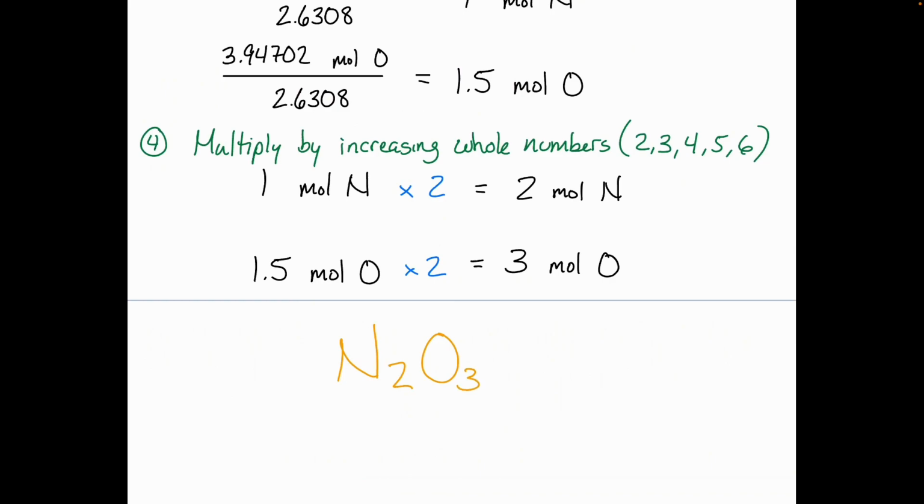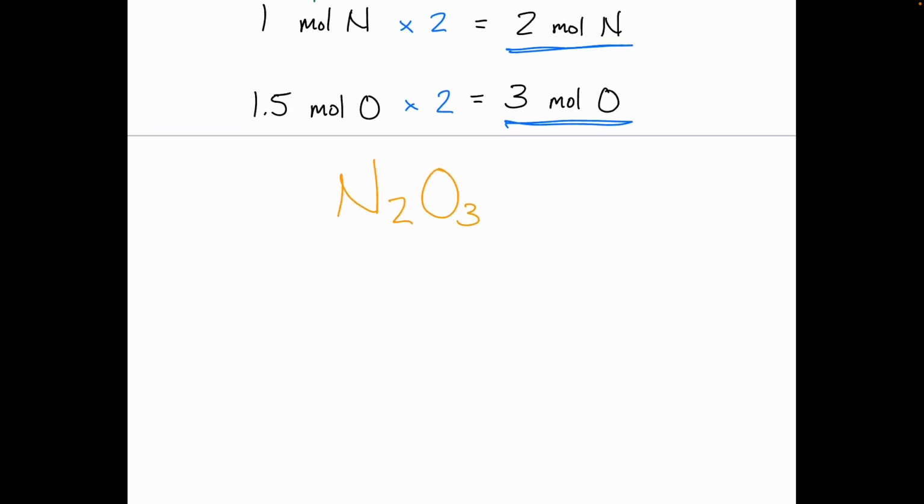If I didn't get whole numbers at this step here, I would just start increasing. Instead of multiplying them both by 2, I would multiply them both by 3. If that didn't work, I would multiply them both by 4, and I would just keep going until they worked out to be whole numbers. All right, in this case, after I multiply them both by 2, I get these nice whole numbers here. So that's my ratio of nitrogen atoms to oxygen atoms in my formula. All right, my empirical formula for my compound. So this, again, is what we would call the empirical formula.